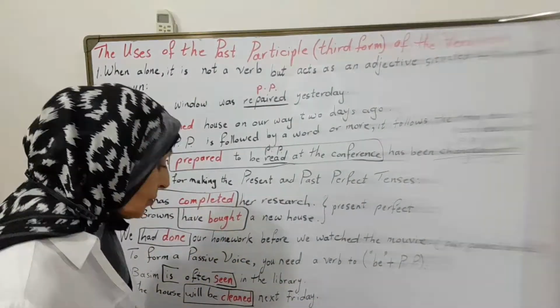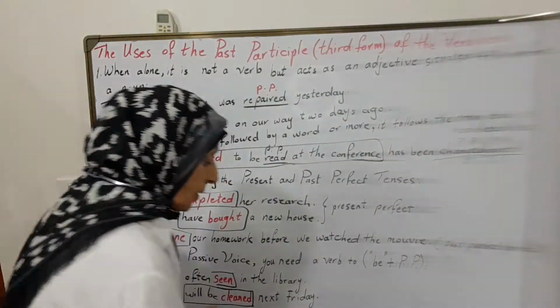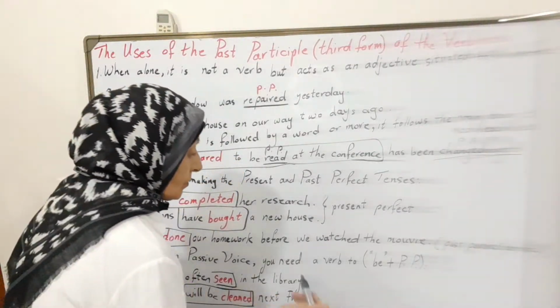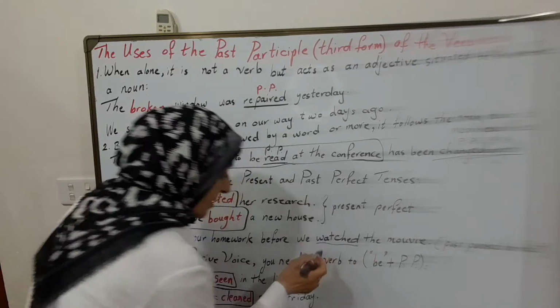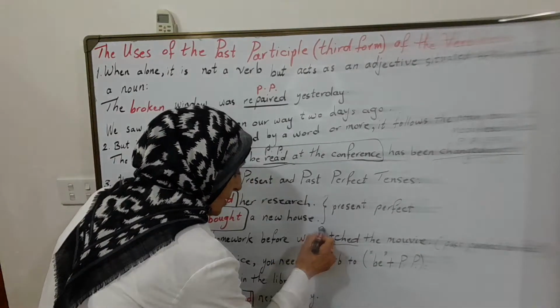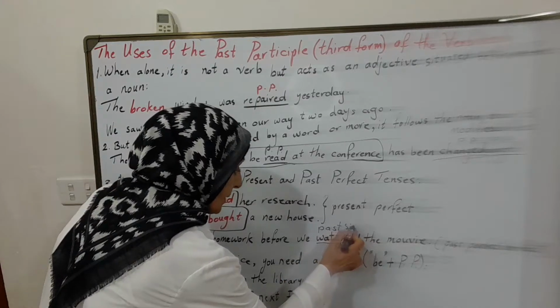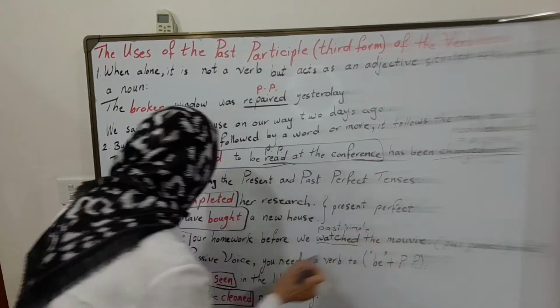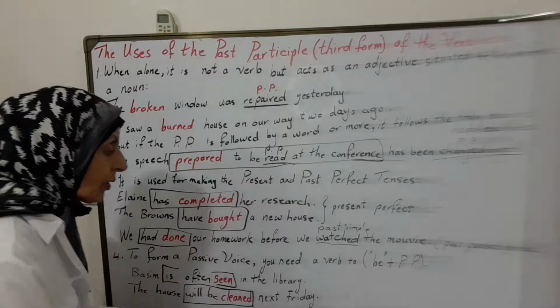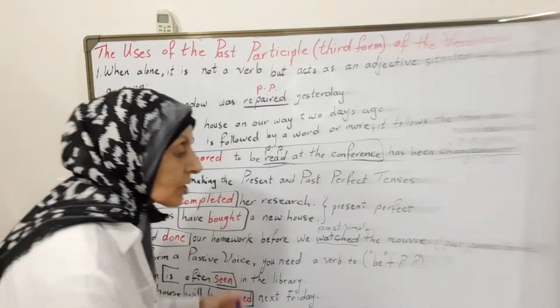Okay, if we have two verbs in one sentence, this is just past tense. This is past simple tense. Alrighty. We had done our homework before we watched the movie.